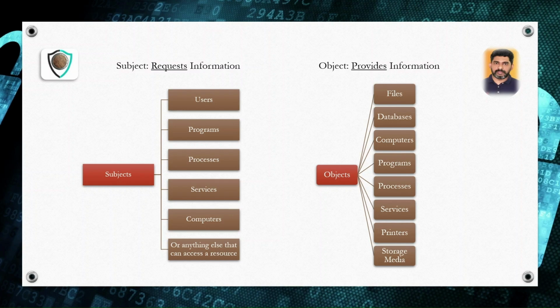That is because when a computer is requesting information, it becomes a subject, and when a computer is providing information to a subject, it becomes an object. So to identify a subject and object, we can use this particular rule. Anything that is requesting information is a subject, and anything that is providing information is termed as an object.